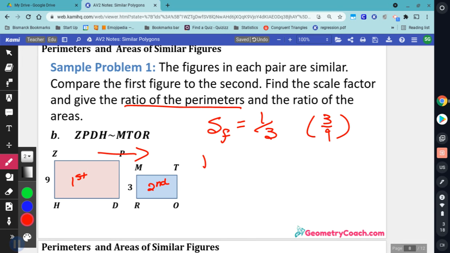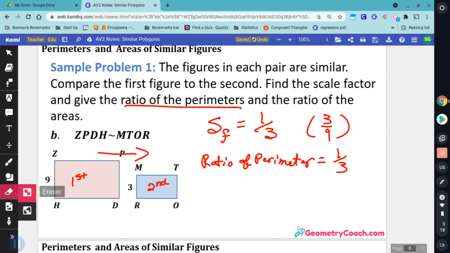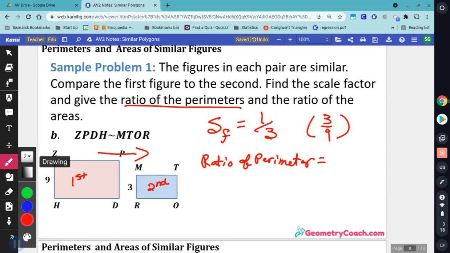I think I did this wrong last time. Ratio of perimeter. It's going to be the same. Well, yeah, it's the same. Same as the scale factor. Ratio of the perimeter is 1 to 3. No. Nope. Ratio of the perimeters is going to be 9 to 3 or 3 to 1. Scale factor of the perimeters is going to be the same.